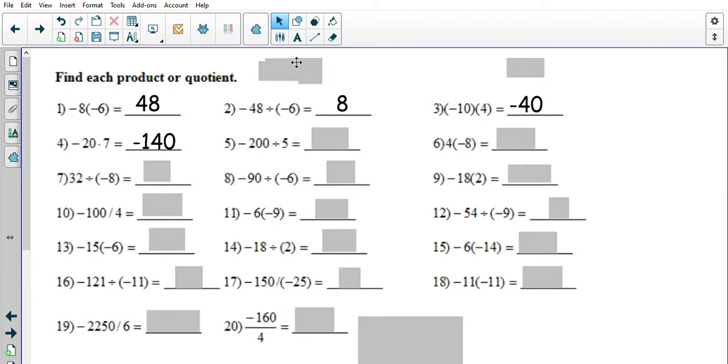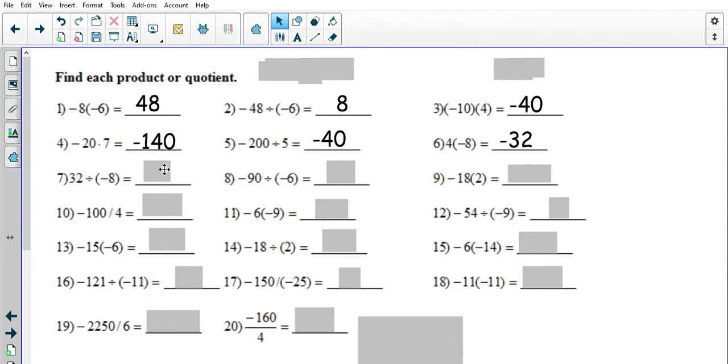Number 5, signs are different again, answer will be negative. 20 divided by 5 is 4, so 200 divided by 5 will be 40. But again, this one will be negative, so -40. Number 6, 4 times -8, signs different again, so our answer will be negative, and 4 times 8 is 32. Final answer will be -32.